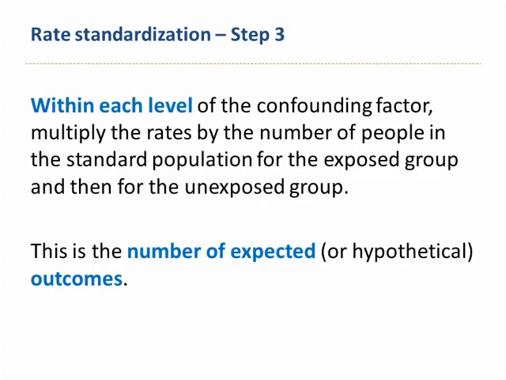In the third step of rate standardization, within each level of the confounding factor, we multiply the rates for each hospital by the number of people in the standard population for the exposed group and then for the unexposed group. This gives us the number of expected or hypothetical outcomes if each hospital, Hospital A and Hospital B, had the distribution of the severity score that we have in our standard reference population.